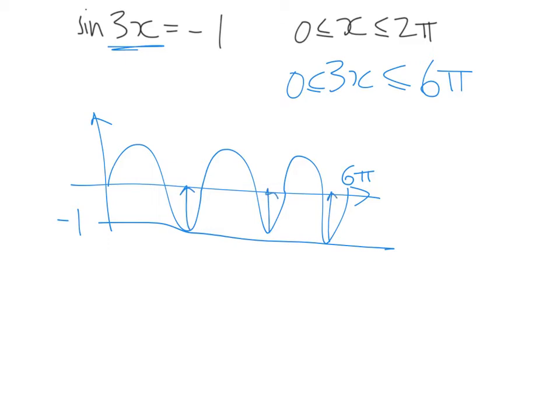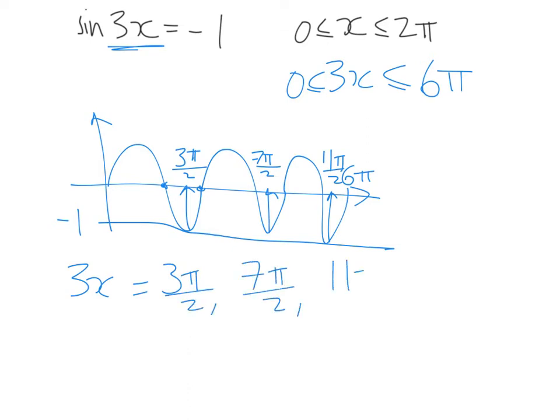And so this one is going to be 3 pi by 2. Because it's in between here and here, this is pi, this is 2 pi. And so then this one will be 7 pi by 2, and this one will be 11 pi by 2. And so those are all our answers for 3x. So 3x equals 3 pi by 2, 7 pi by 2, and 11 pi by 2.